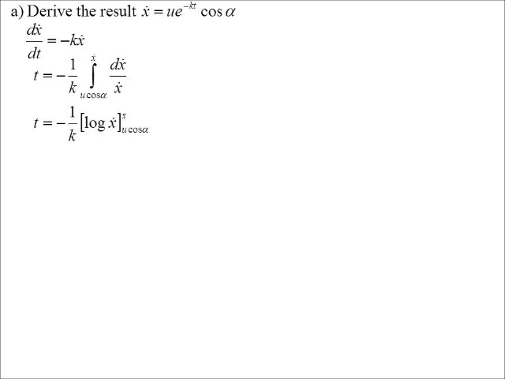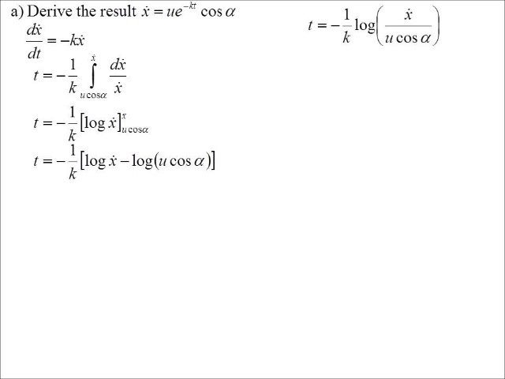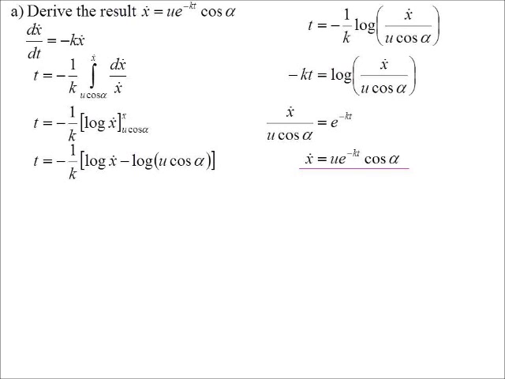So dx dot on x dot. Integrate that, we get the log of x dot. And so I've got the log of x dot minus the log of u cos alpha, minus kt becomes the log of x dot. Undoing the log, we exponentialise. Now we can get rid of the u cos alpha, and we've got our expression for the velocity.